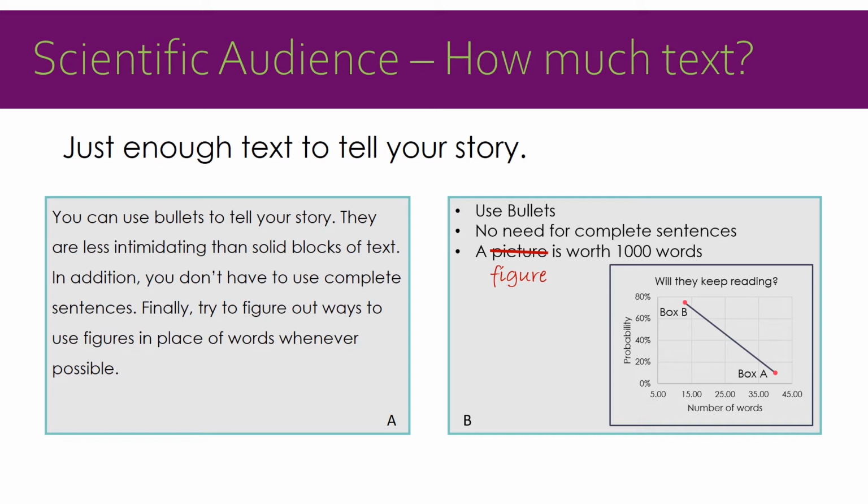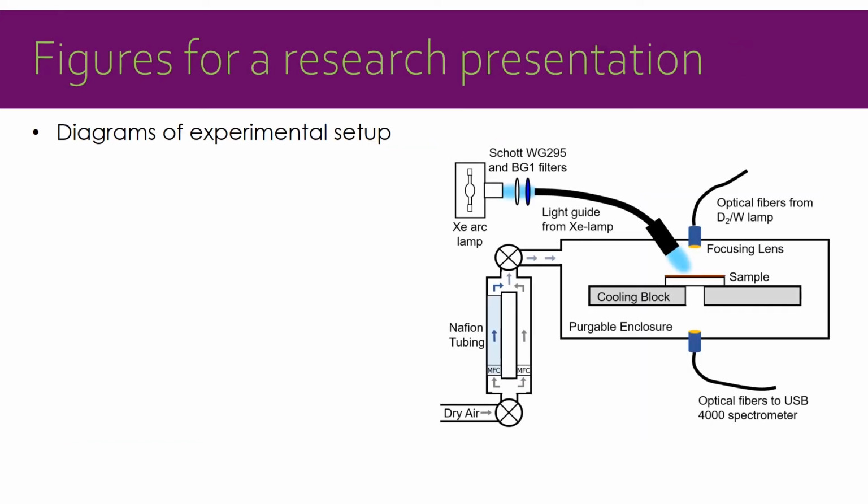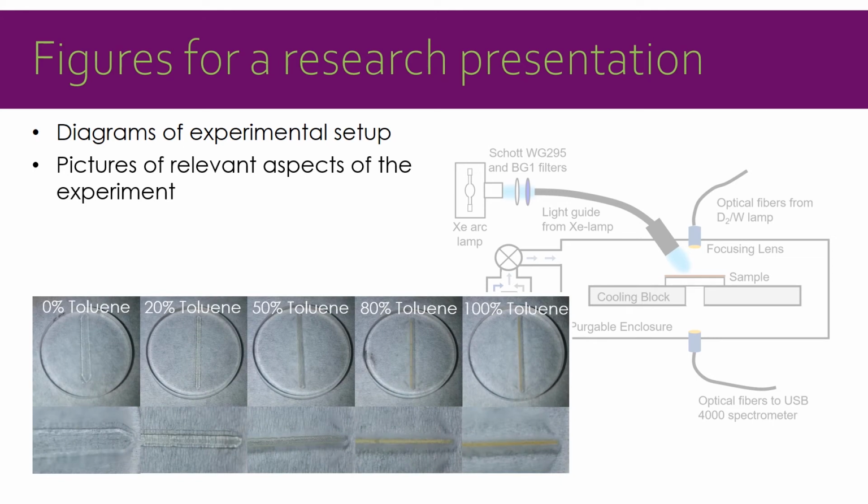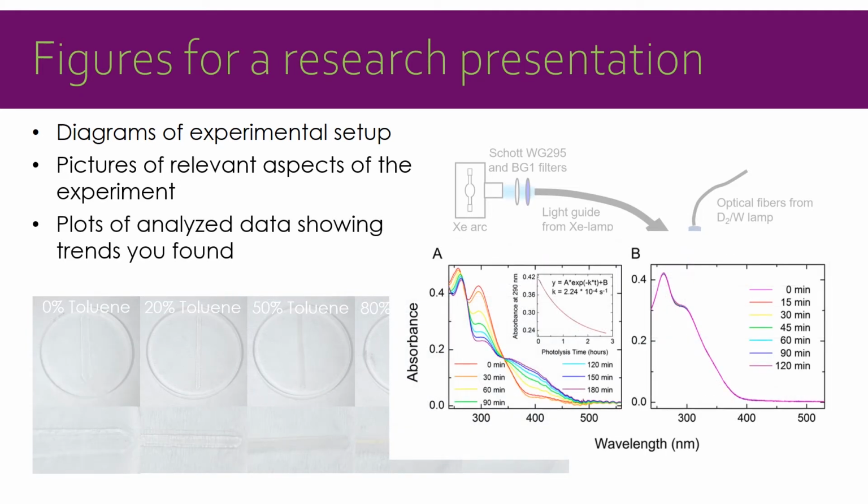So what sort of figures can you use for a research presentation? Obvious are going to be diagrams of your experimental setup. So here's a diagram that I used in grad school. Pictures of relevant aspects of the experiment. Maybe instead of doing a diagram of your experimental setup, maybe you'll do a picture of your experimental setup. But think of creative ways to convey your information. And finally, plots of analyzed data showing trends that you found. And these are all pretty straightforward parts of doing a research presentation. But if you can take these ideas and apply them to other types of slides that maybe would have just been bullets to begin with, you can figure out ways to make them more graphic. So it all just takes a little bit of thought and creativity.